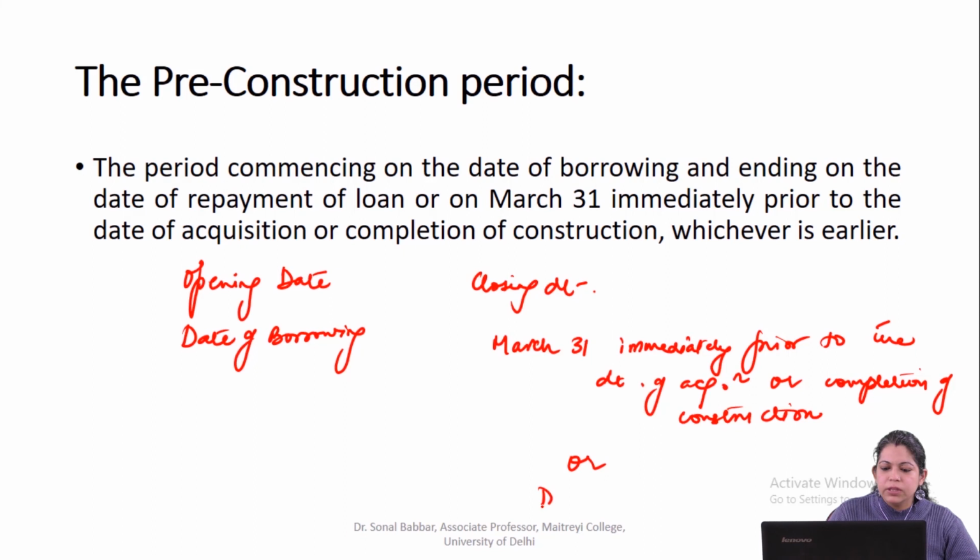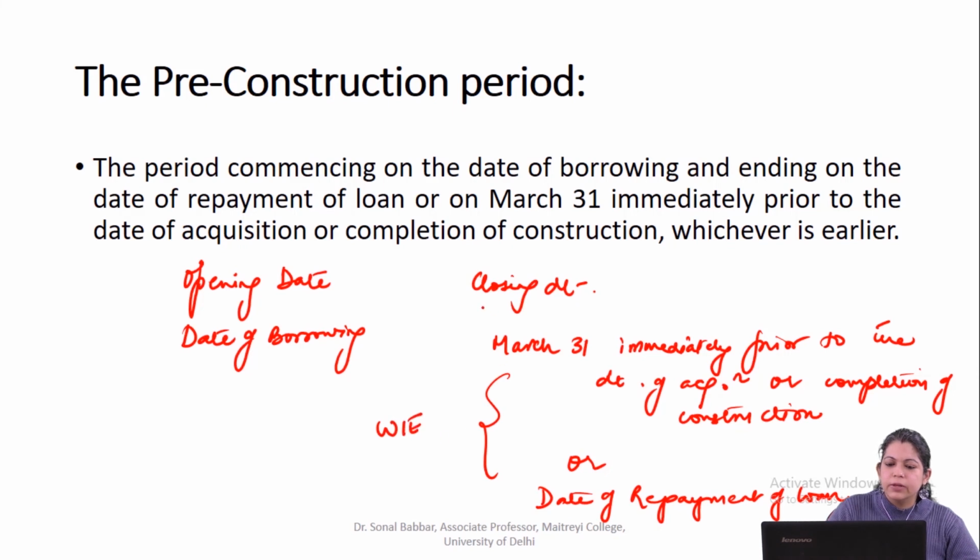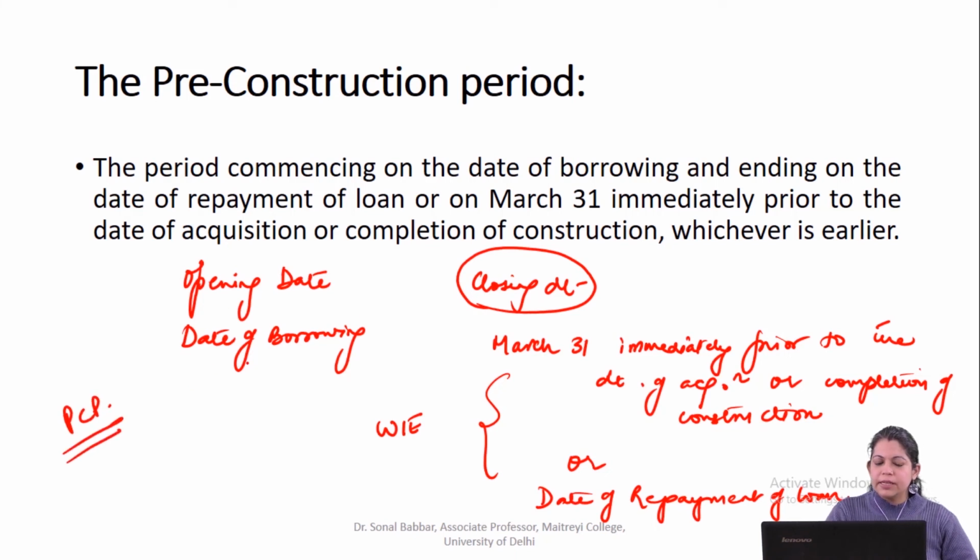And this is compared with the date of repayment of loan. So whichever is earlier is the closing date for us, and it closes the pre-construction period. So the opening date is very much clear, which is the date of borrowing of the loan, and the closing date is the earlier of the two dates. So PCP is closed with the closing date here.